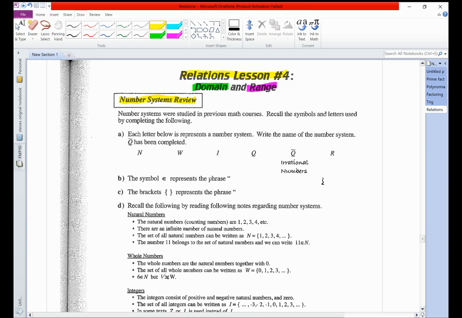Before we get going, I want to point you to this symbol here. This little E symbol represents the phrase "belongs to," and we'll see how we use that on the next page. And these squiggly brackets represent the phrase "the set of all."